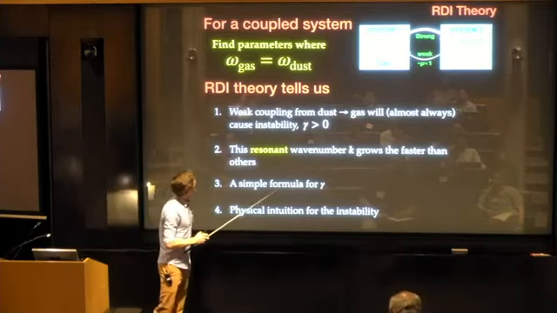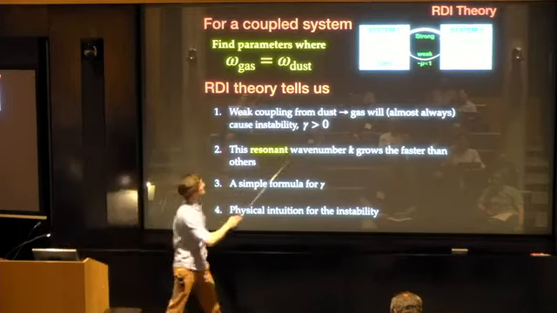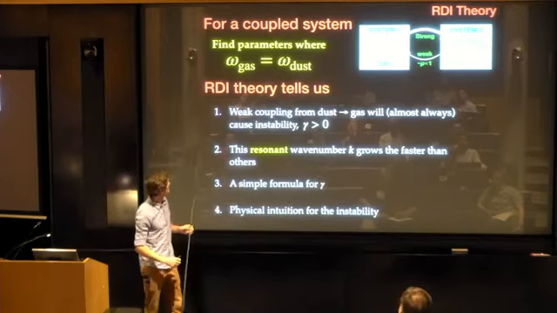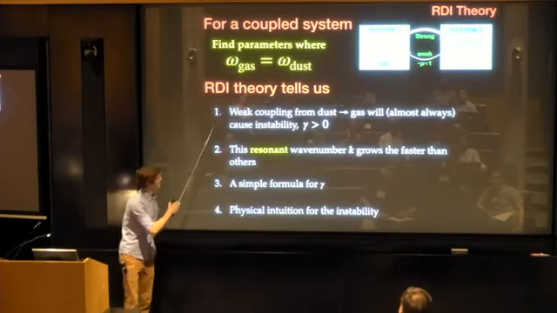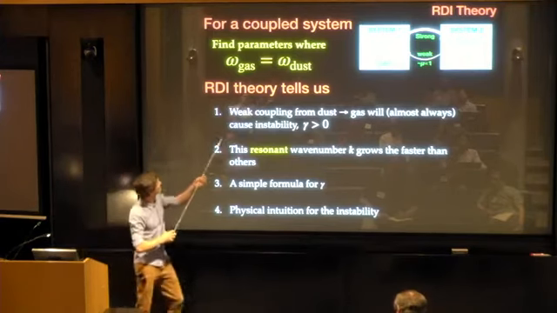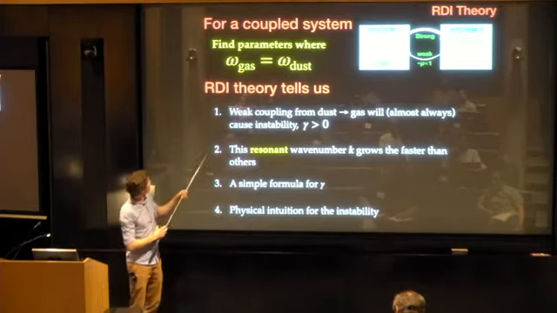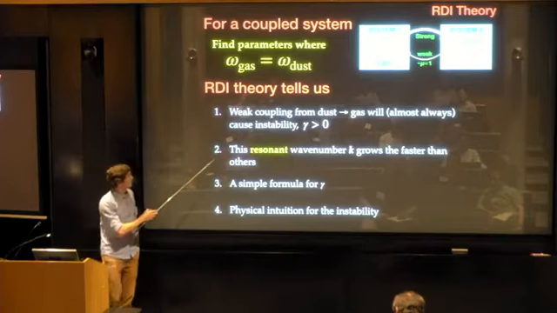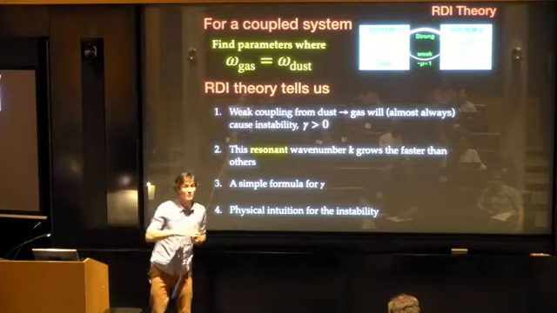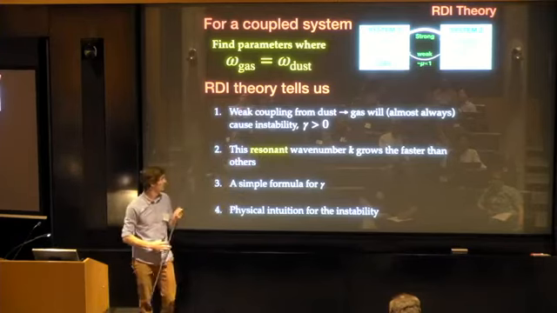So what this theory tells us is that if we have a coupled system, as I said, we're interested in this case where we've got gas coupled to dust and then weak coupling back again, then if we can find parameters where the frequency of a gas mode, which can be anything really, matches the frequency of a dust mode, then what the RDI theory tells us is that this weak coupling from the dust back onto the gas is almost certainly going to give you an instability. So it's almost certainly going to cause gamma greater than 0.